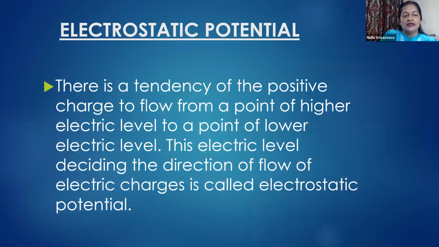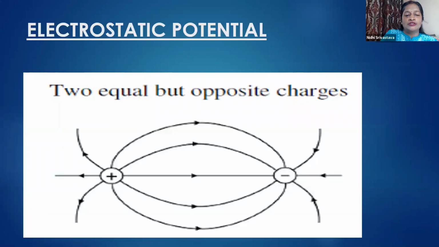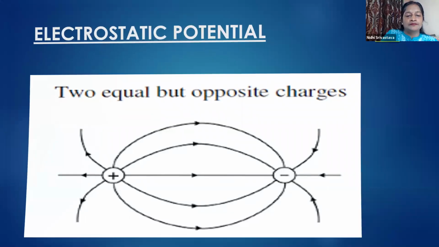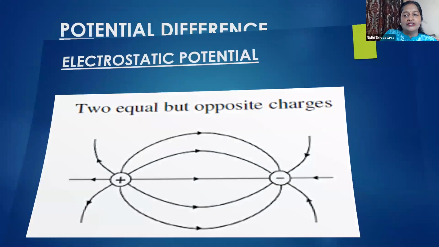Electrostatic potential. There is a tendency of the positive charge to flow from a point of higher electric level to a point of lower electric level. This electric level, deciding the direction of flow of electric charges, is called electrostatic potential. This is a picture of two equal but opposite charges. Potential.